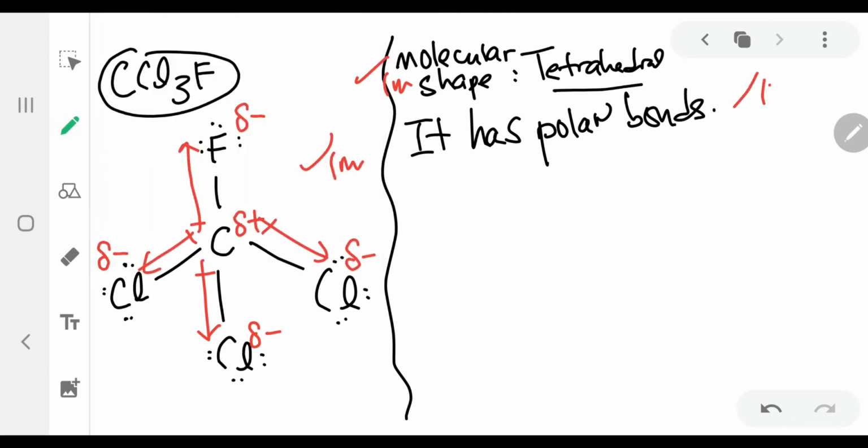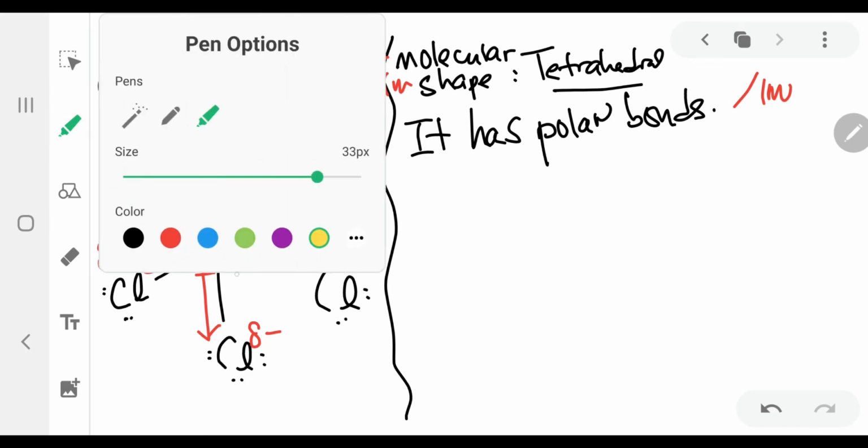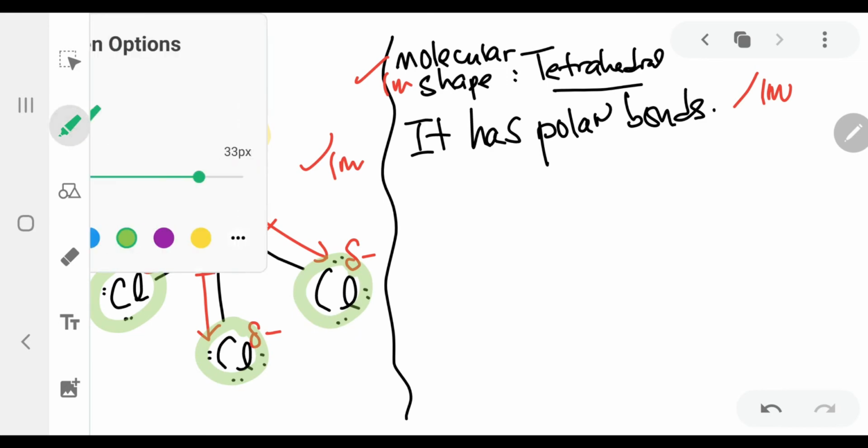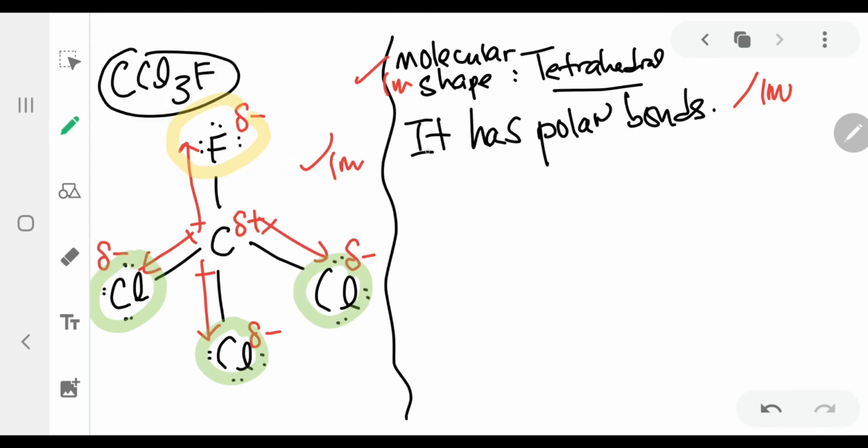Okay, get another 1 mark for that one. But right now, is it equally distributed? Since this over here has a different electronegativity than this, that, and that. Therefore, this is asymmetrical.